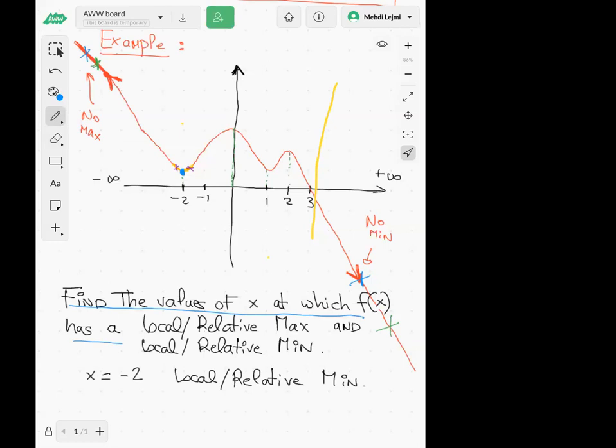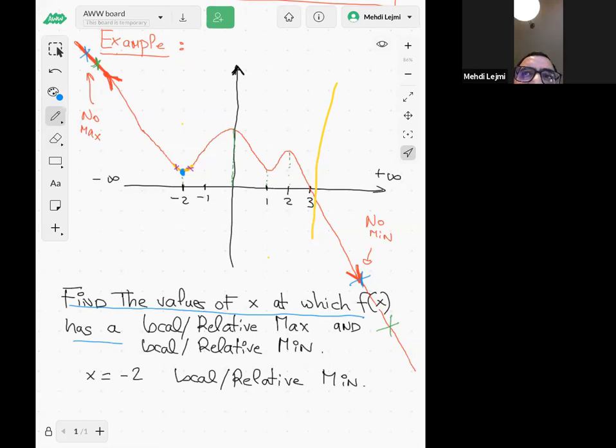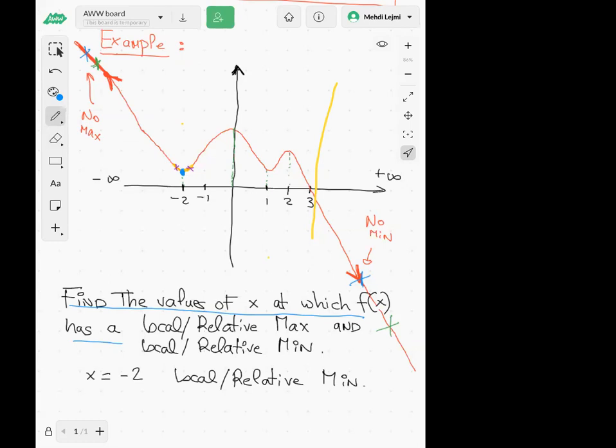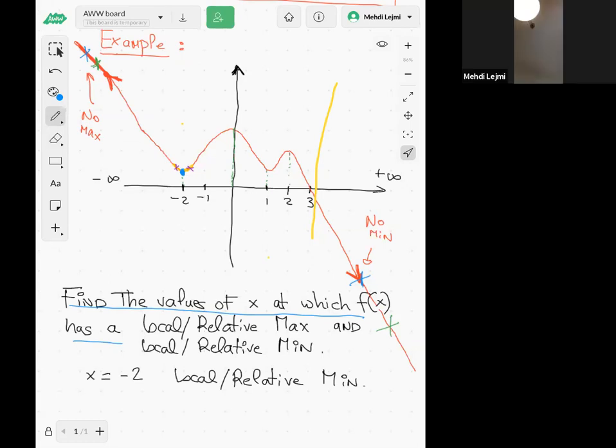So the lowest point is the local minimum. The lowest point is the local minimum. So this is a local minimum, right? But you just have to specify the x. The x is -2, right? So in your answer, you have to say, well, at x equal to -2, we have a local minimum or relative minimum.